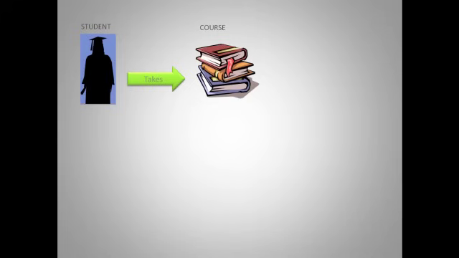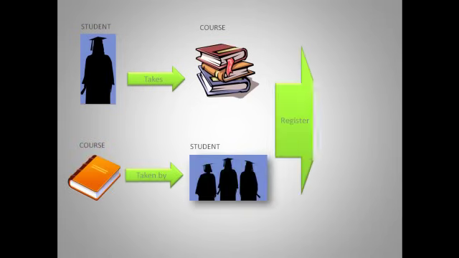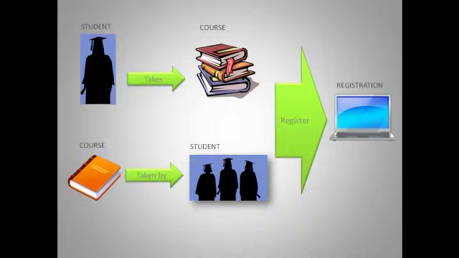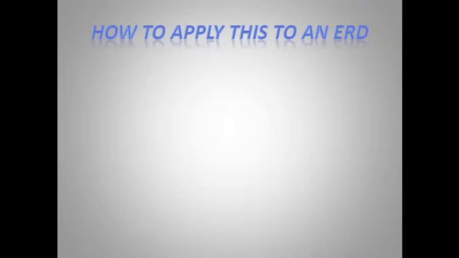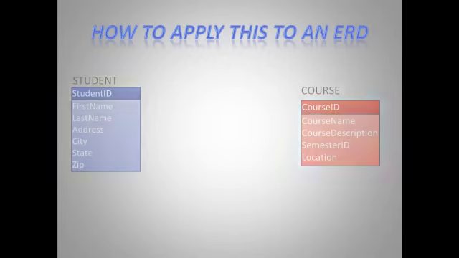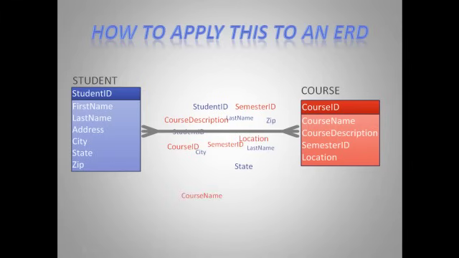One student can take many courses, and at the same time, one course can be taken by many students. This is determined during registration. How to apply this to an ERD? You need to create a many-to-many relationship. If you were to try and express a many-to-many relationship using only two tables, you would get an error message. This is impossible.